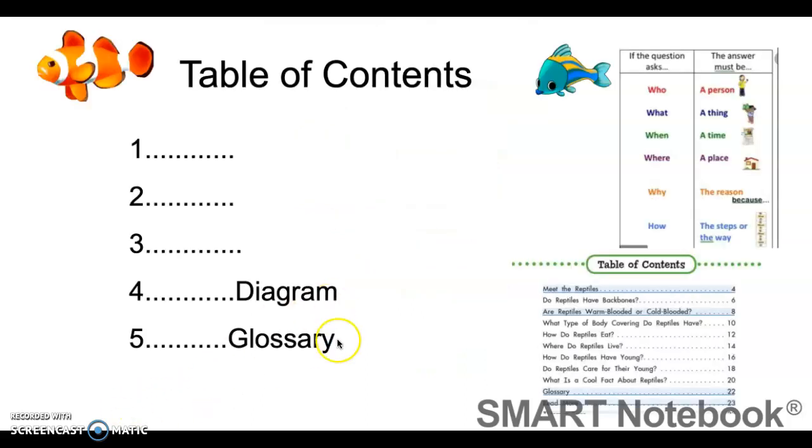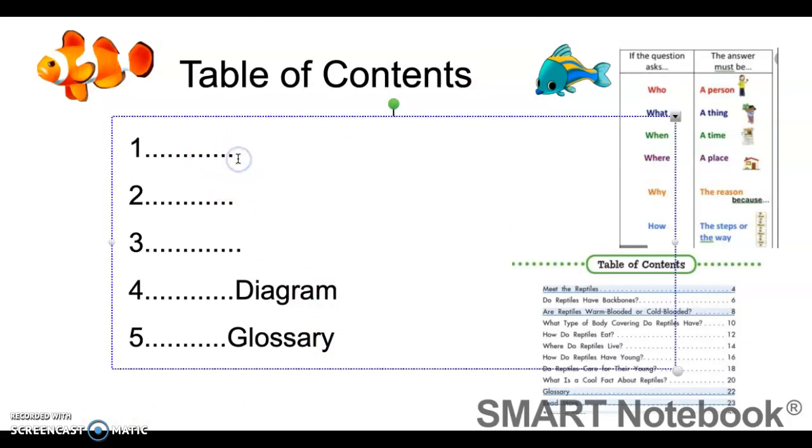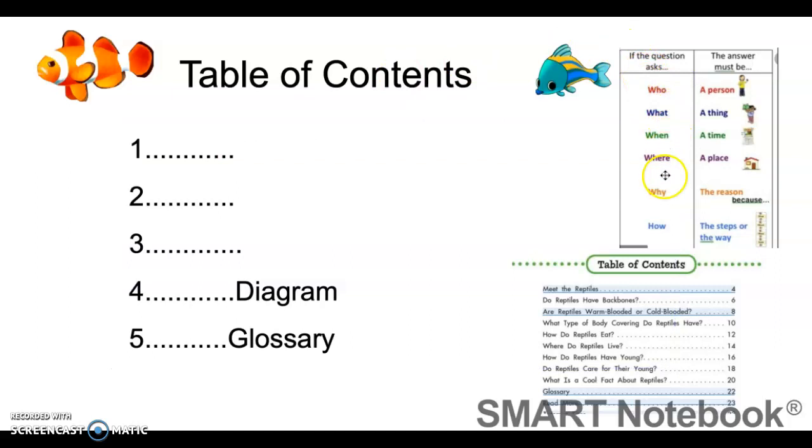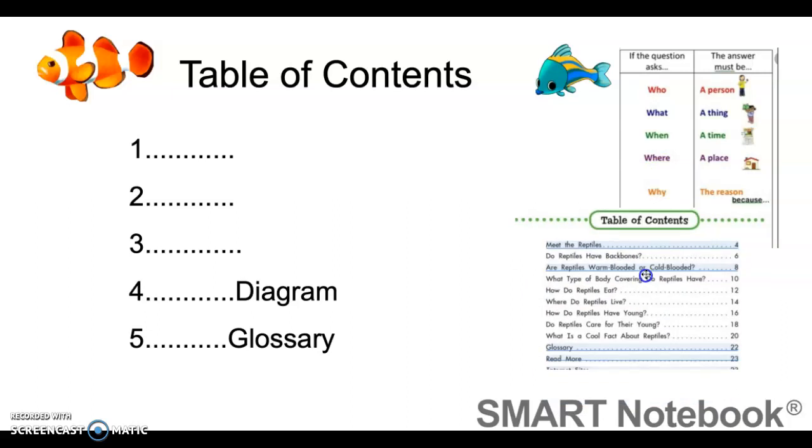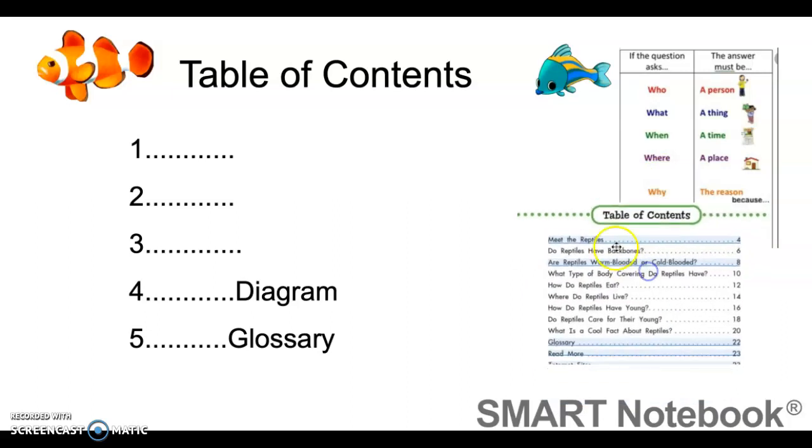Okay, so let's look at the table of contents that I'd like to create with you today. So I want to create a table of contents on fish. So I'm going to look at my question words, who, what, when, where, why, and how, to help me. And I also like to look at the table of contents of another book, because sometimes looking at other texts really helps you. So I'm looking at this, and I like right here where it says, how do reptiles eat? So I'm definitely going to include that in my writing. And I like where do reptiles live. I'm definitely going to include that in my writing.